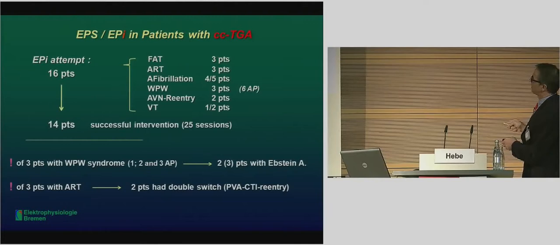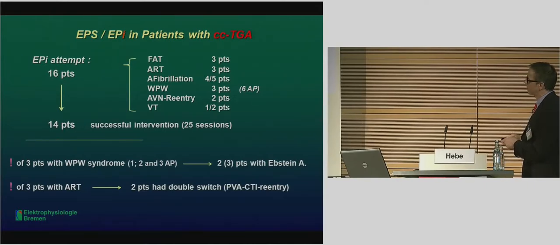In 14 of these 16 patients, we were able to successfully treat them in 25 sessions. Again, an expression of the complexity of the situation. There were many failures and many recurrences in these patients. Of note, of 3 patients with Wolff-Parkinson-White syndrome, 1, 2, and 3 accessory pathways each were found, and 2 of these patients presumably had an Epstein anomaly, and in 1 patient it was not very clear by echo parameters.